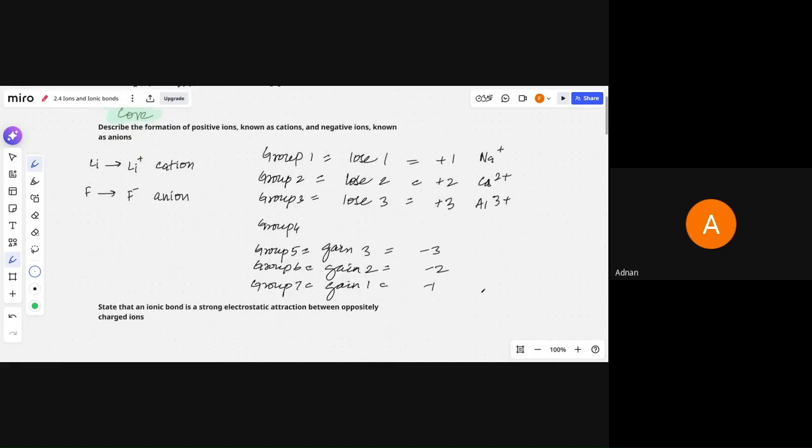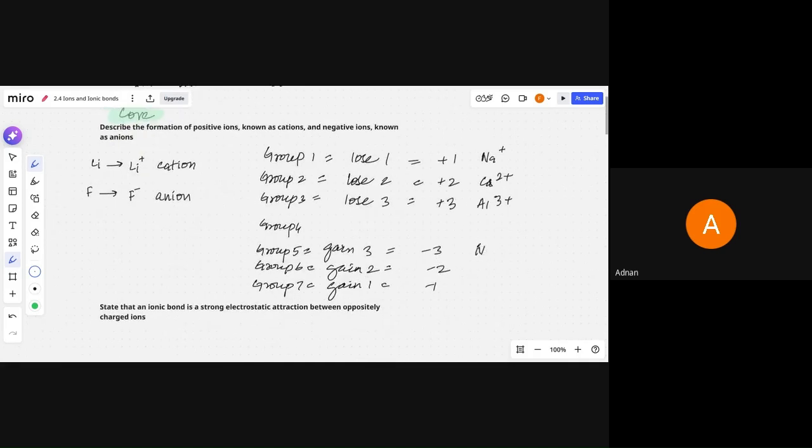What will be the examples now? Nitrogen is in group 5, so it will be 3-. Oxygen is in group 6, so it will be 2-. And group 7, since it is gaining one: fluorine, chlorine, bromine, iodine, any atom from group 7 will gain one electron and have a charge of -1. So metals form cations, remember that, and non-metals form anions.